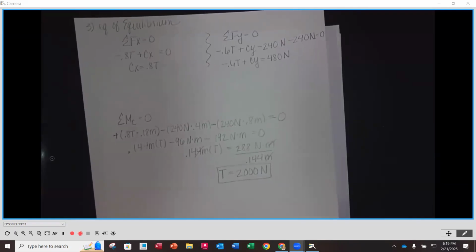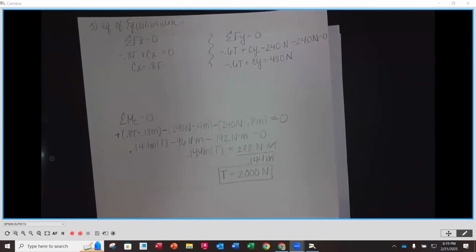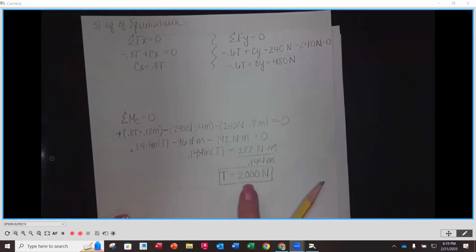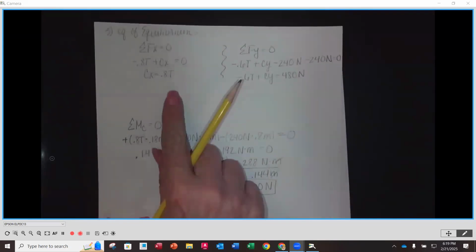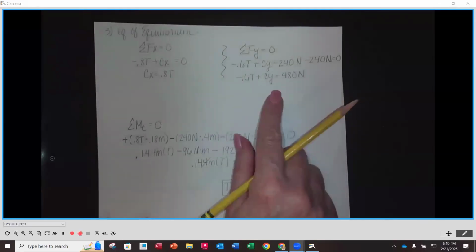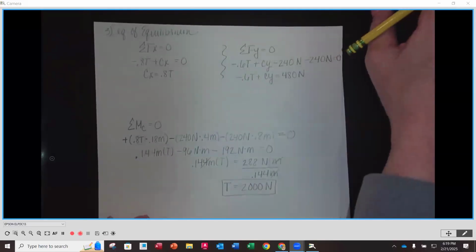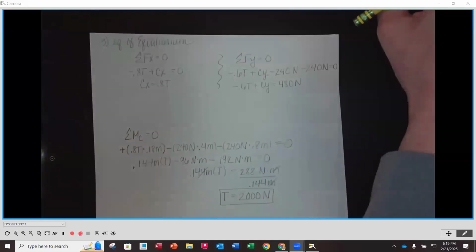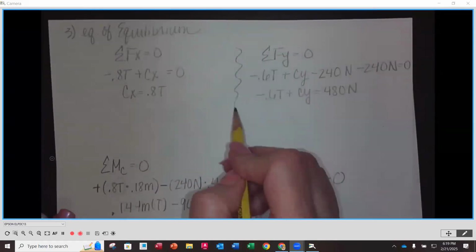We also need to determine what CX and CY are. Now that we know our T, we can go up here and solve for CX, and go over here and solve for CY. So go ahead and do that, and then I will solve on the side here as well, and we can compare.